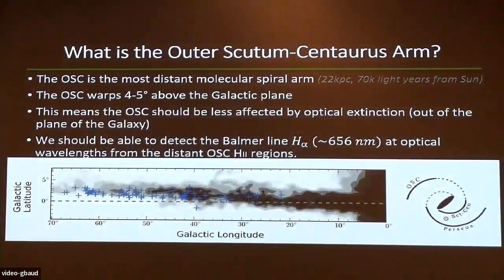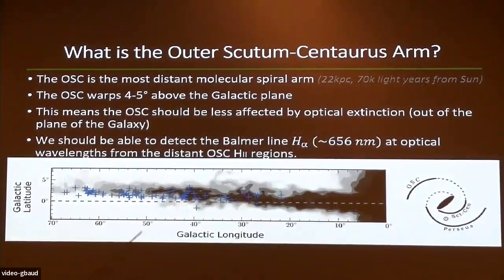Now I'm going to talk about the outer Scutum-Centaurus arm, which is the region of interest for my project. As I said earlier, it's the most distant molecular stellar arm, and it can extend up to 22 kiloparsecs from the Sun. As you can see, the green line represents the galactic plane, and the galactic arm will warp a few degrees around the galactic plane. This is the main trick of the experiment.